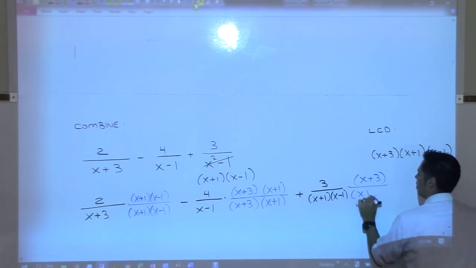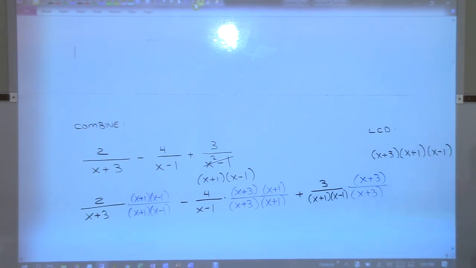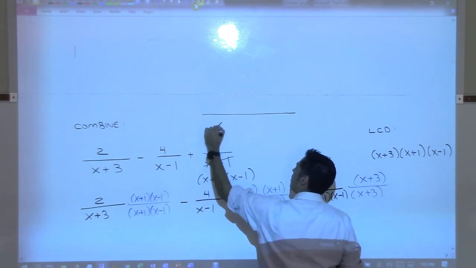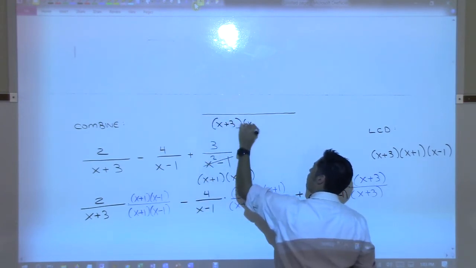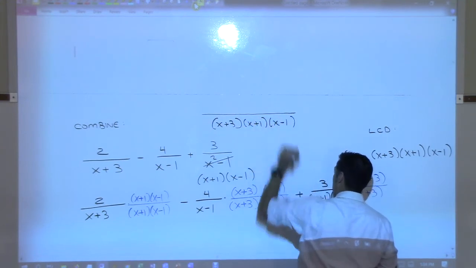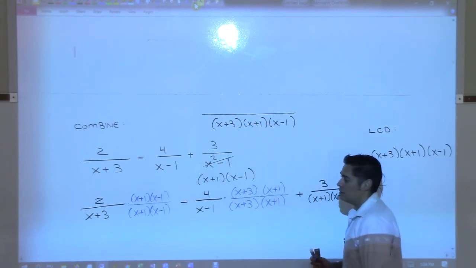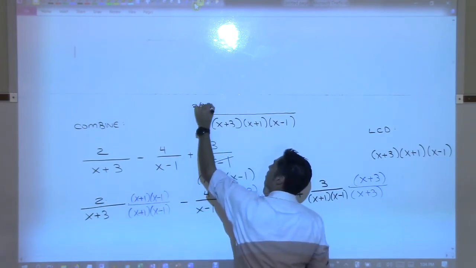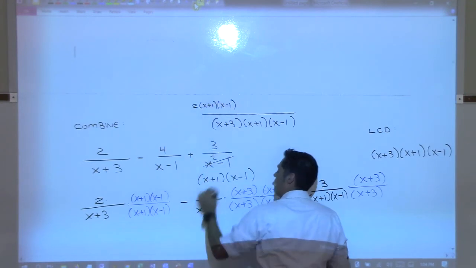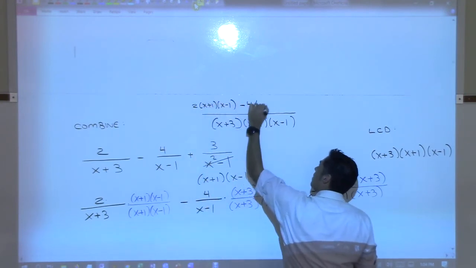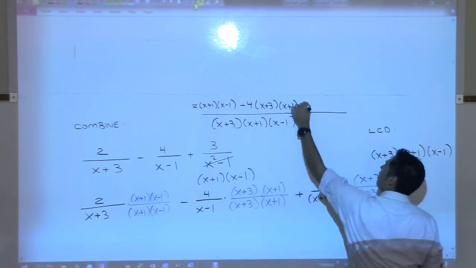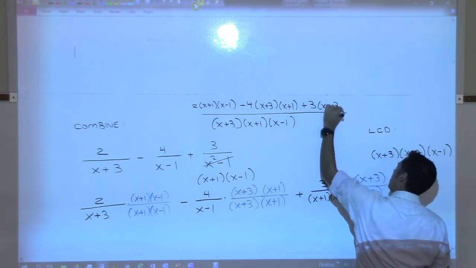All right. Then we put them all together, right? We'll have a new denominator, which will be the common denominator. I'm going to just do this up here. That'll be x plus 3 times x plus 1 times x minus 1. Then we have to put all the numerators together. So it'll be 2 times x plus 1 times x minus 1, and then minus 4 times x plus 3 times x plus 1, plus 3 times x plus 3 times x plus 3.